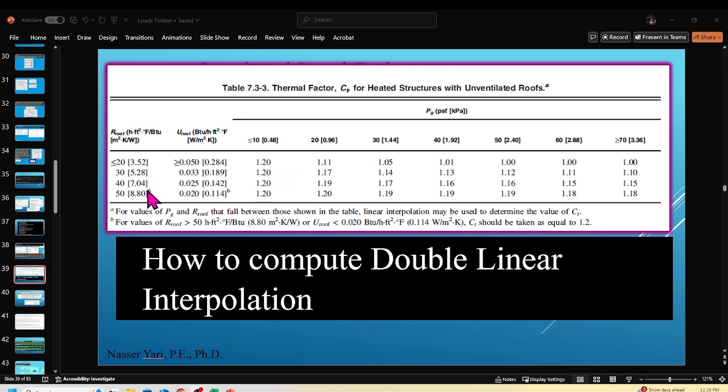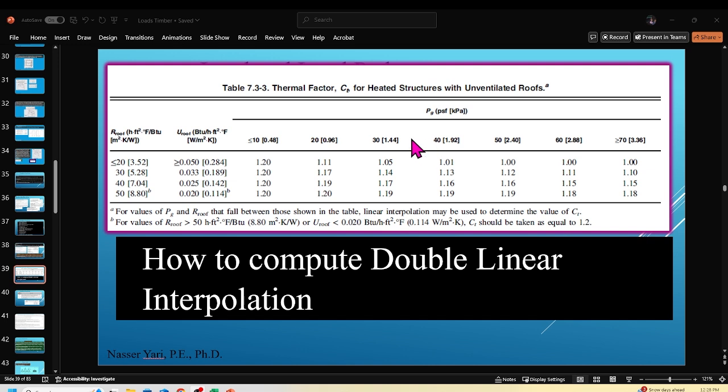For example, in this table, one column right here, which is basically the unit for a roof, hour times feet squared per Fahrenheit BTU, goes 20, 30, 40, 50. And then corresponding with PSI, it goes 10, 20, 30, 40, 50, 60, and 70.